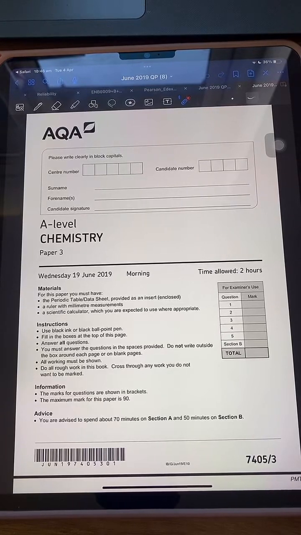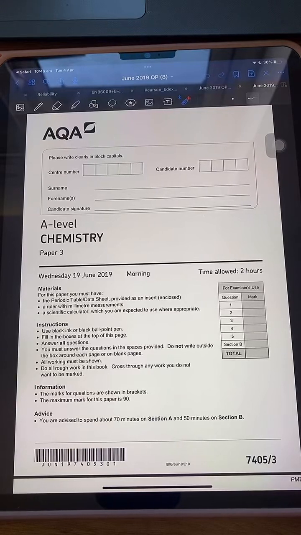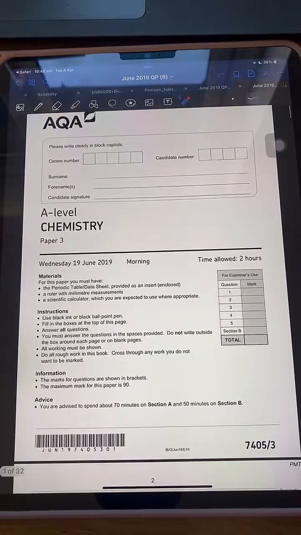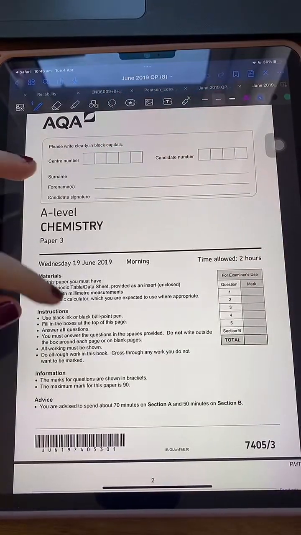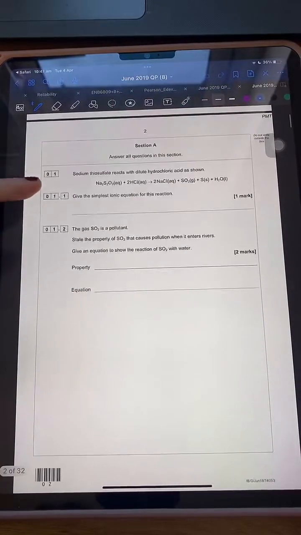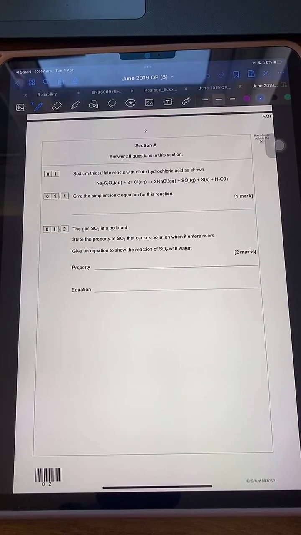We're going to be doing A-Level Paper 3 AQA today. So we can start now. Okay. This is the 2019 Paper 3 A-Level Chem AQA paper.